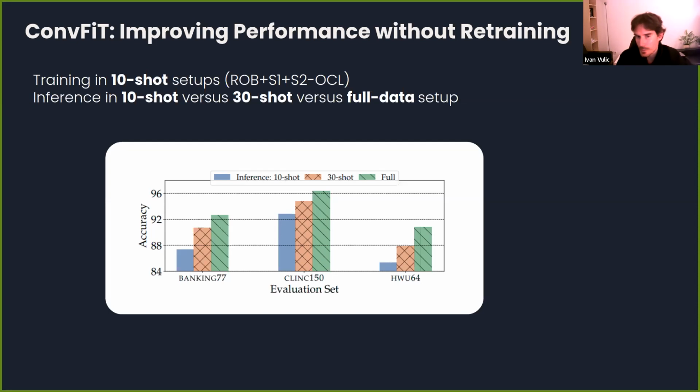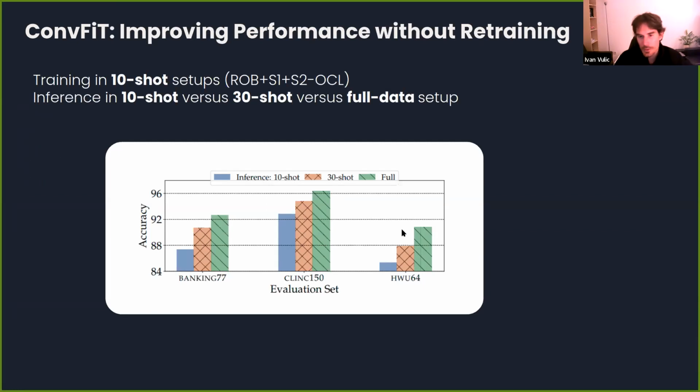Of course, if you retrain it with more data points, the performance will go even higher up. So we demonstrated that in one side experiment where we took a 10-shot setup, where we have only 10 sentences per each intent for training. We trained the model and then we used 30-shot or full data setups, but only for inference. So we just had more data points at inference. And you can see that having more data points at inference will really boost your performance.